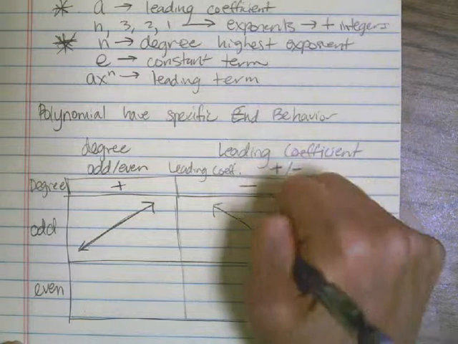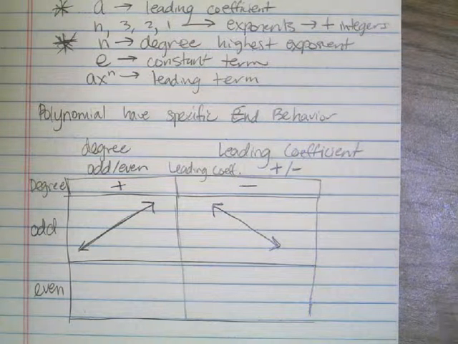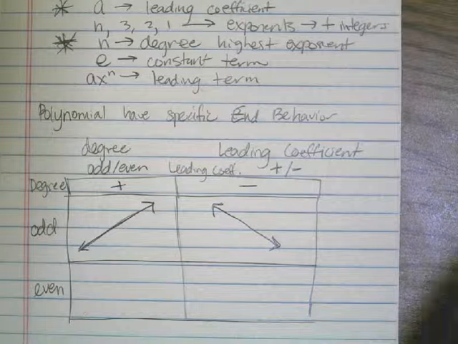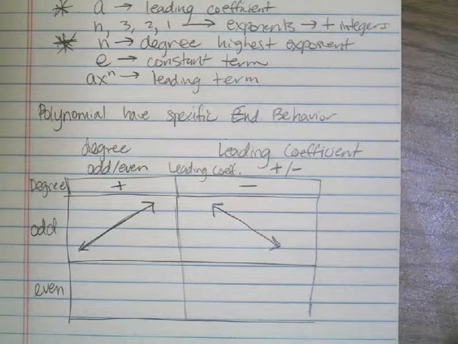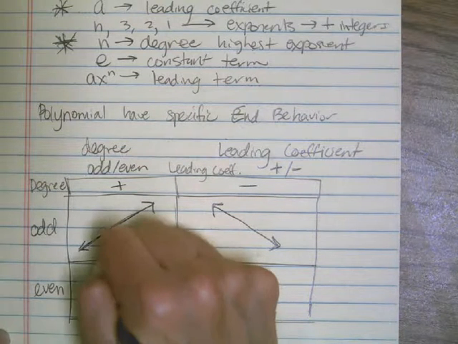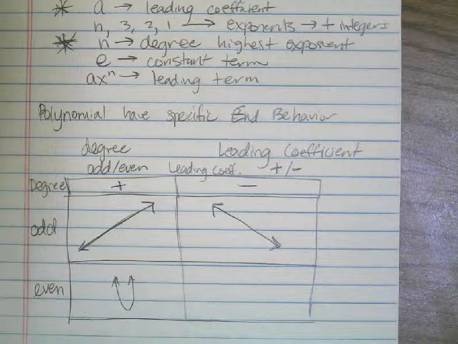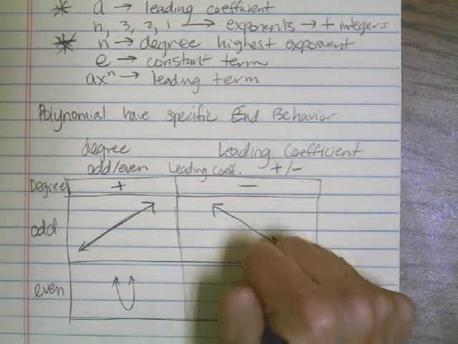If it's even, remember I said it's supposed to look like a parabola, so if it's even and it's positive, it should be what? So a parabola that's a happy face parabola. If it's a negative leading coefficient, it's going to be what? Sad face. Excellent.